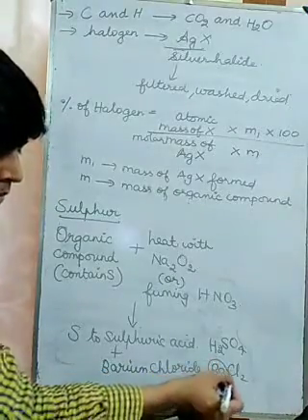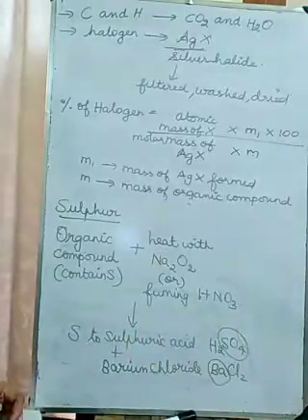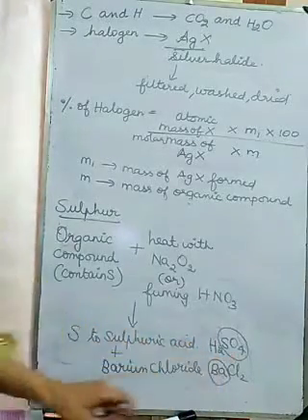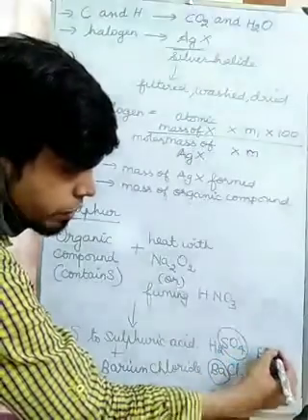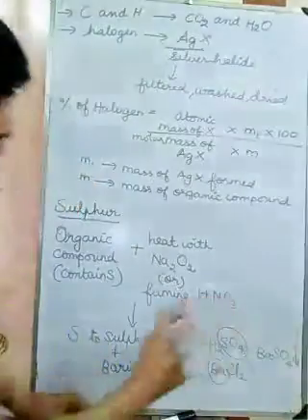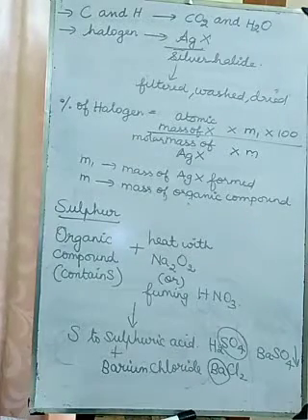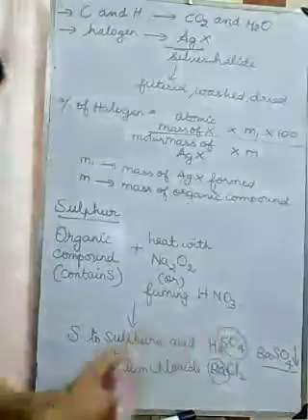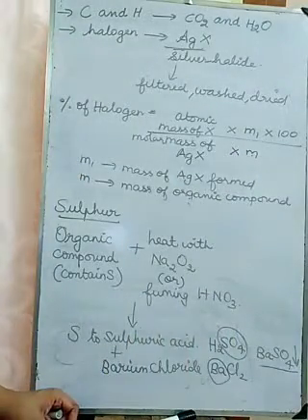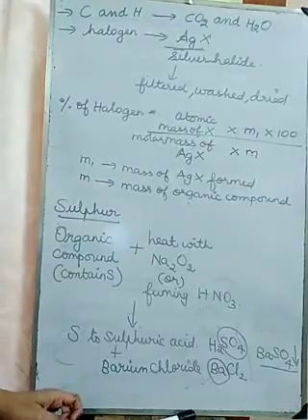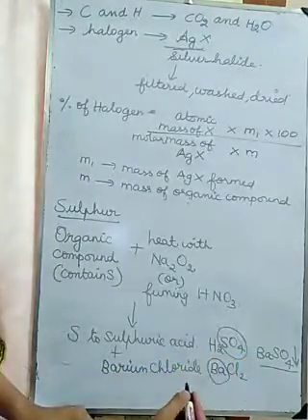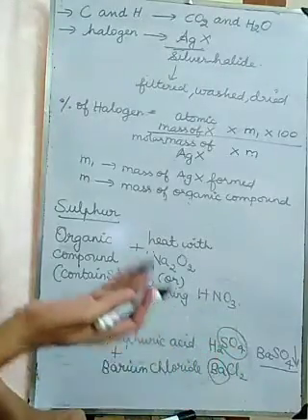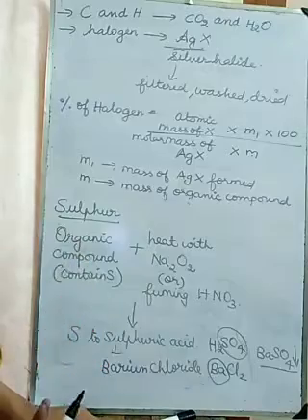So what will happen? This barium will react with this sulfate. Double displacement reaction, in 10th standard you have studied. So barium will react with sulfate and it will form barium sulfate precipitate. So from the weight of this precipitate we can find out how much sulfur is present. We have to wash this precipitate, dry this precipitate, and from the weight of the precipitate you can find out how much sulfur is present.